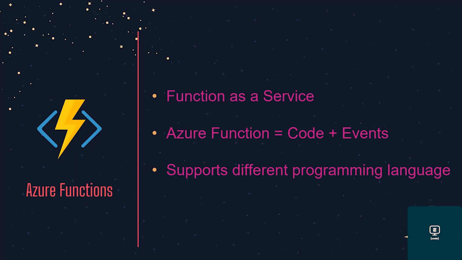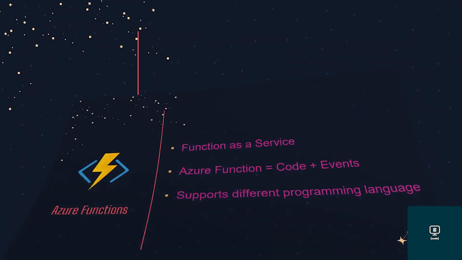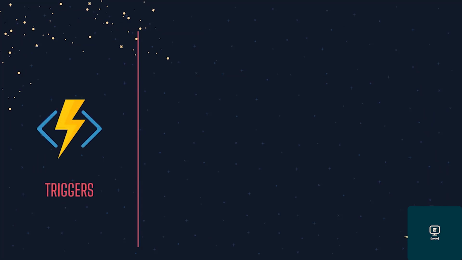Now, as I said before, Azure Function is a combination of code and events. Code is something that you will write based on an event that is fired. So let's see what are the different types of events in Azure Function. Events are also called triggers with Azure Function. So when a trigger is fired, at that point, whatever code you have will be executed.